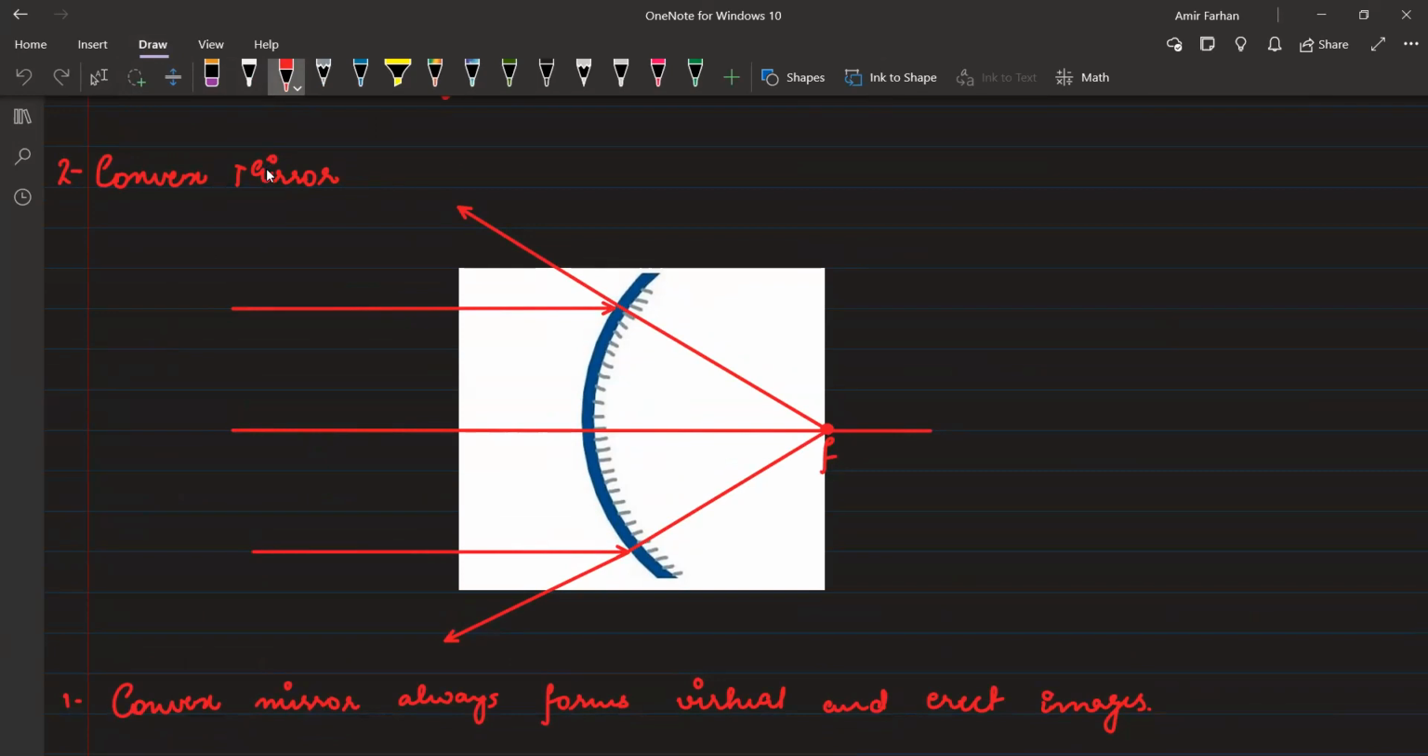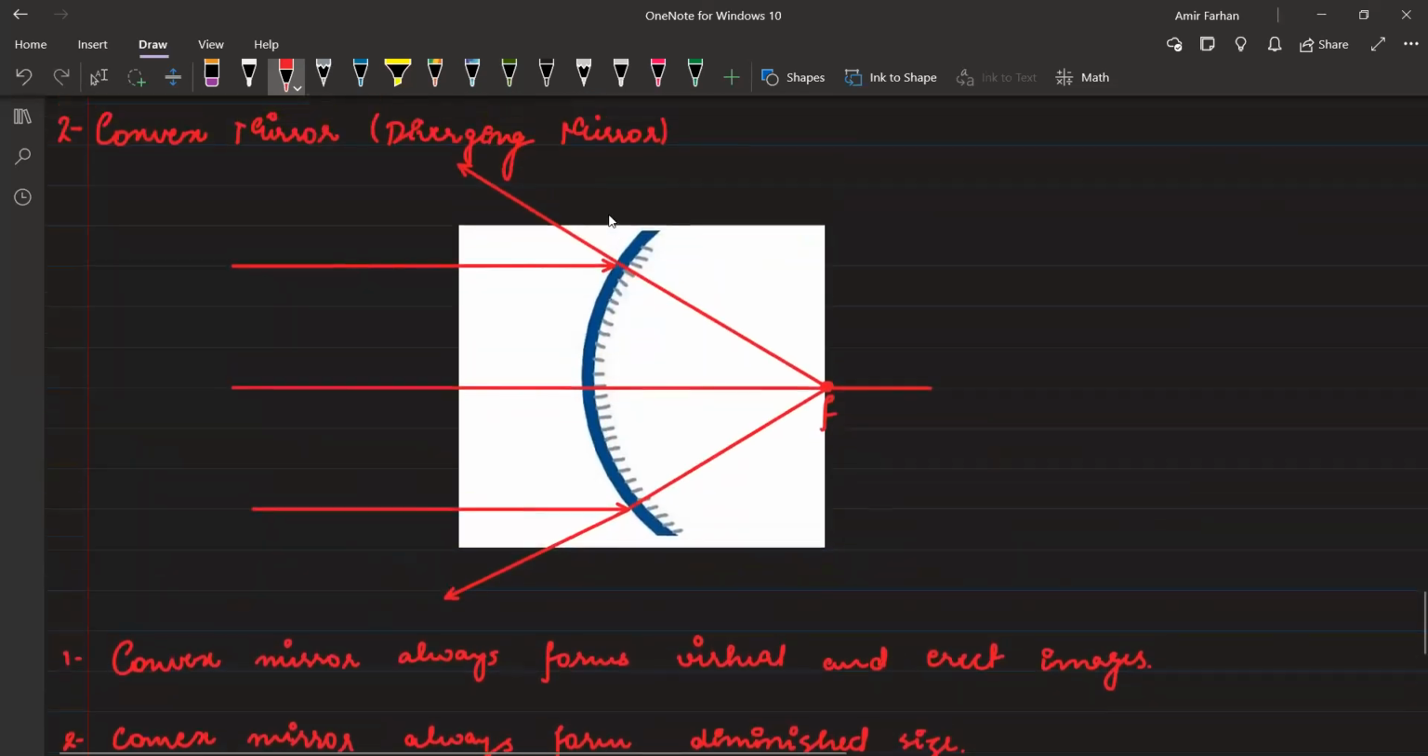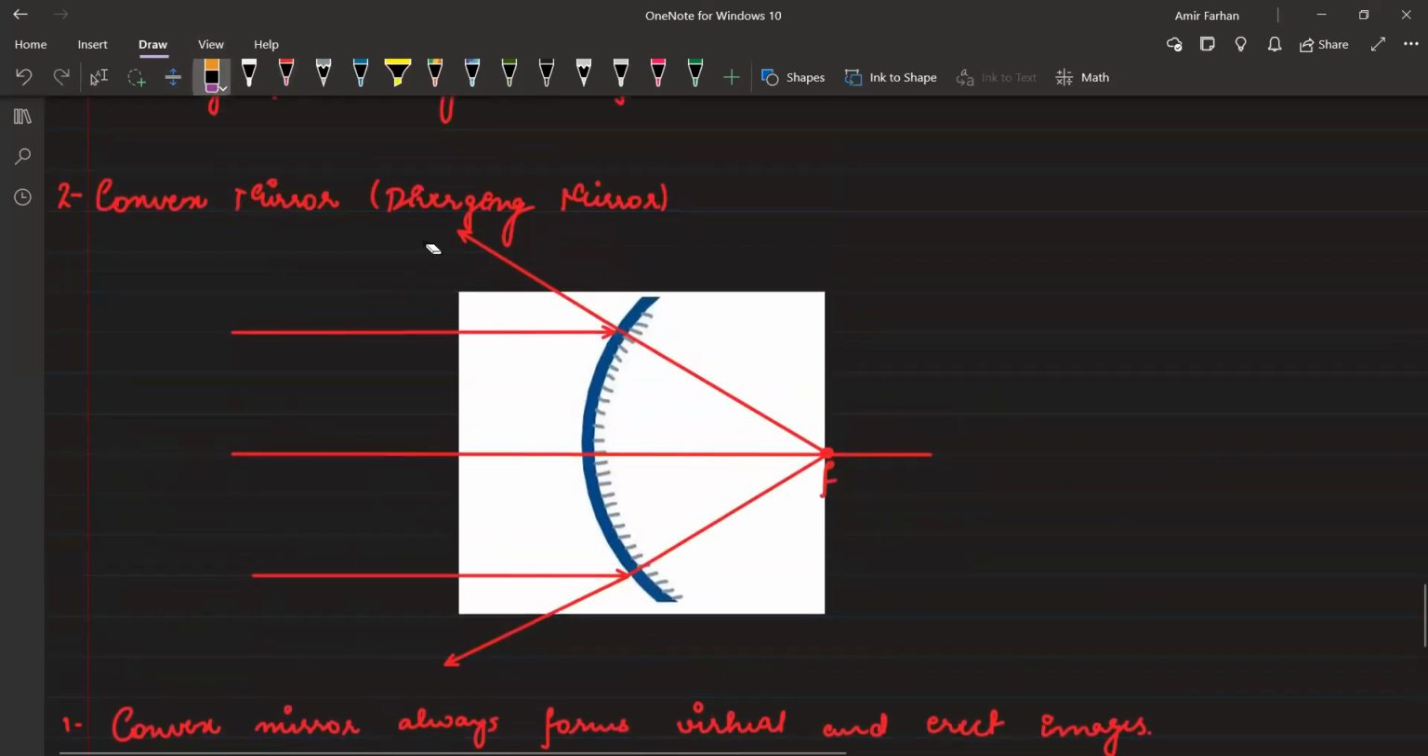So convex mirror is called a diverging mirror. Can anybody tell me why it is called diverging? The reflection is happening at the concave mirror as well. Why is it called a diverging mirror? Because the rays separate. They appear to meet at the same point behind the mirror.